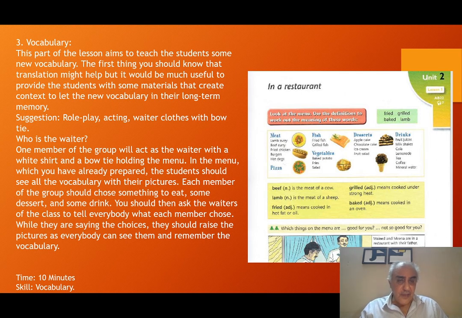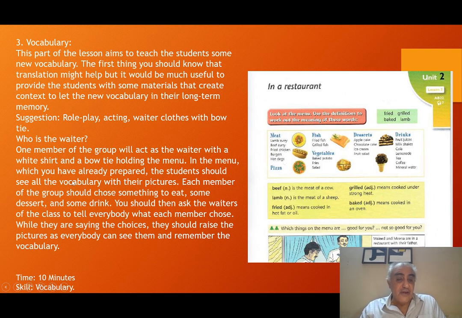Sorry. So a member of the group will act as the waiter with a white shirt and bow tie, holding the menu, as you can see here. He has the menu, giving them the menu, and he has a kind of notebook, and writes some notes in the menu, which you have already heard. You have to write all these in the menu. Of course, you have to prepare this already.